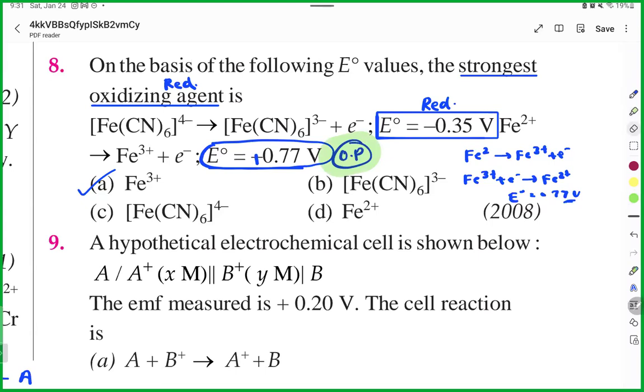Look, I'll tell you again. Oxidizing agent means we want to find which one is undergoing reduction easily. Both the values given in this question are oxidizing potentials. You have to first convert them into reducing potentials. Oxidation potential is given to you. If you want to convert into reduction potential, you will have to use a negative sign. So the reduction potential of FeCN6 3 negative will be plus 0.35 volt, and for Fe3 positive it will be plus 0.77.